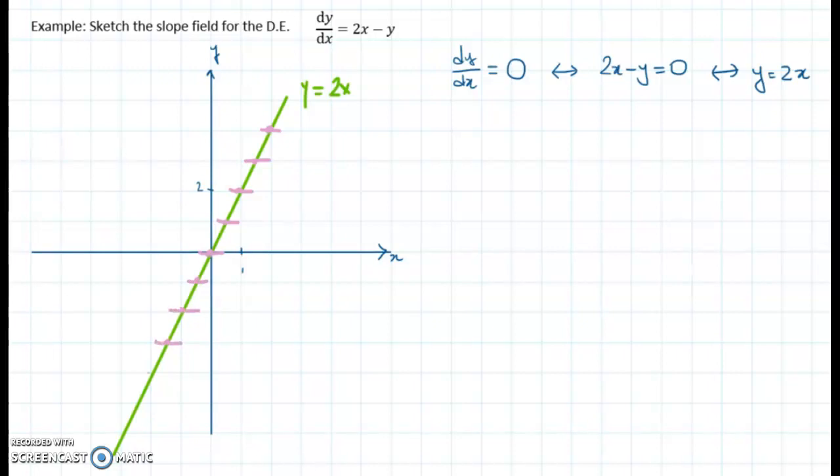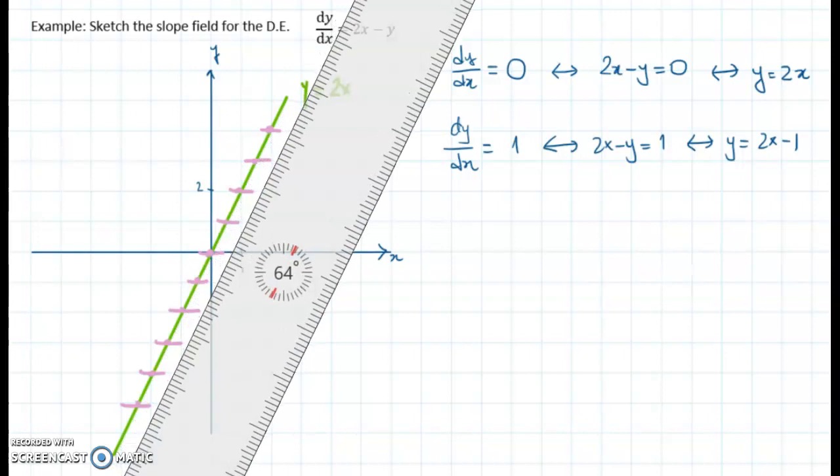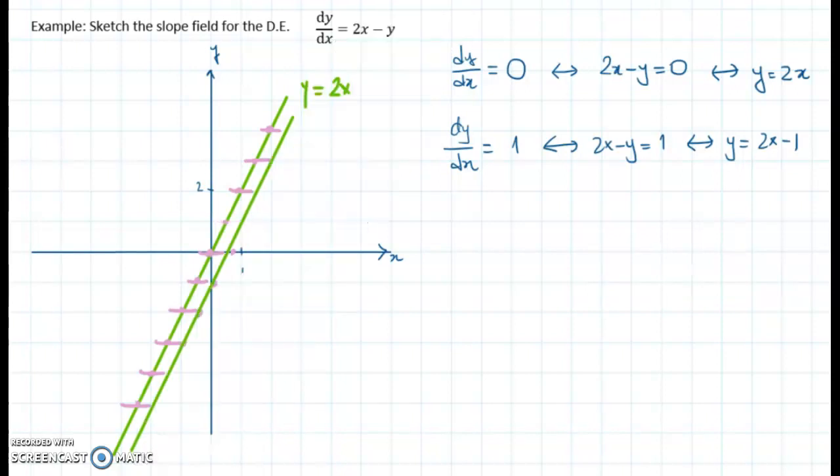Now, any other slope we want. Let's say, for instance, we want to know when the solution is going to have slope 1. This is going to happen when 2x minus y is equal to 1. So this is going to happen when y is equal to 2x minus 1. So this is going to be a line that is parallel to the original one that we sketched over there, with y-intercept -1. So y equals 2x minus 1.